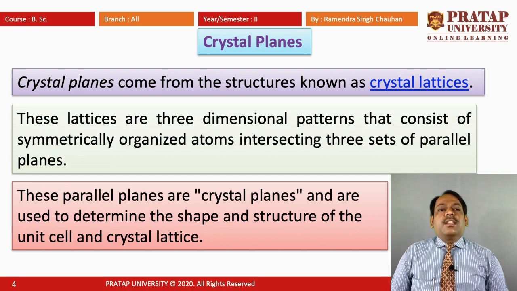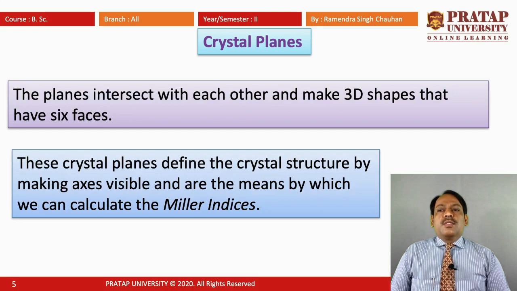And when these crystal lattices are considered, they cut three sets of parallel planes in the structure, and those intersecting three sets of parallel planes give the crystal planes, and they are used to determine the shape and structure of the unit cell and crystal lattice. So, the planes intersect with each other and make 3D shapes that have 6 faces.